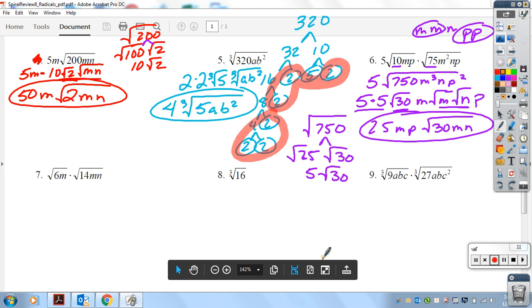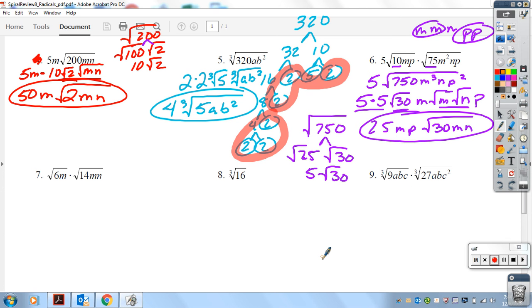Number 7. Again, just like with number 6, I'm going to combine these and put them back together. Sometimes things get separated. We want to put them back together before we can get going. Since they're both under the radical, we can multiply them. 6 times 14 is 84. M times m is m squared and just 1 m.